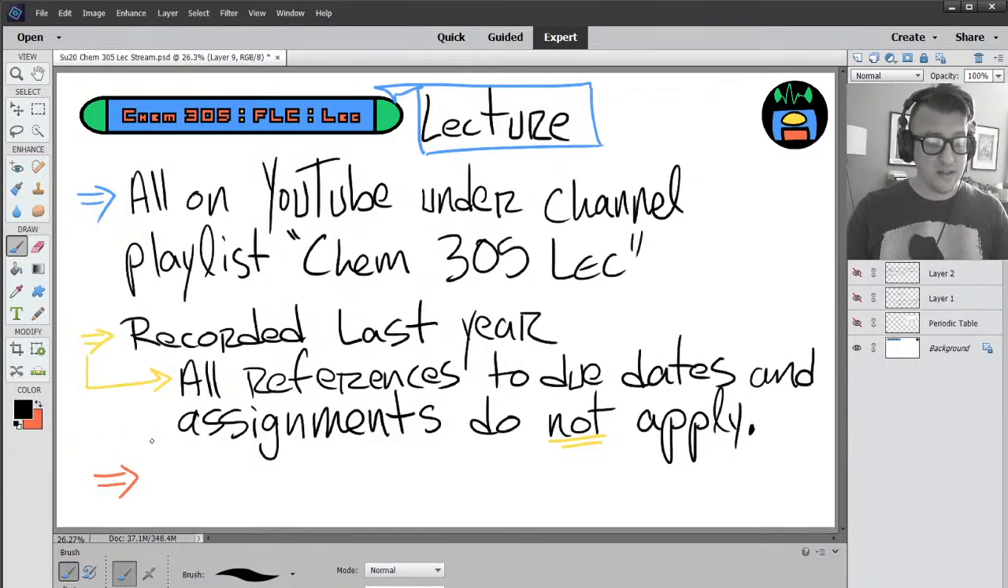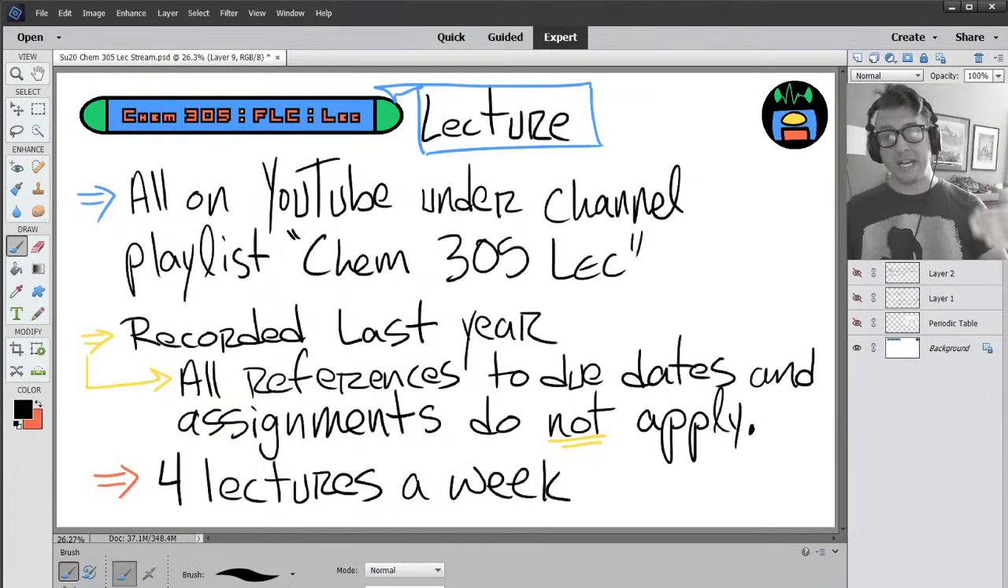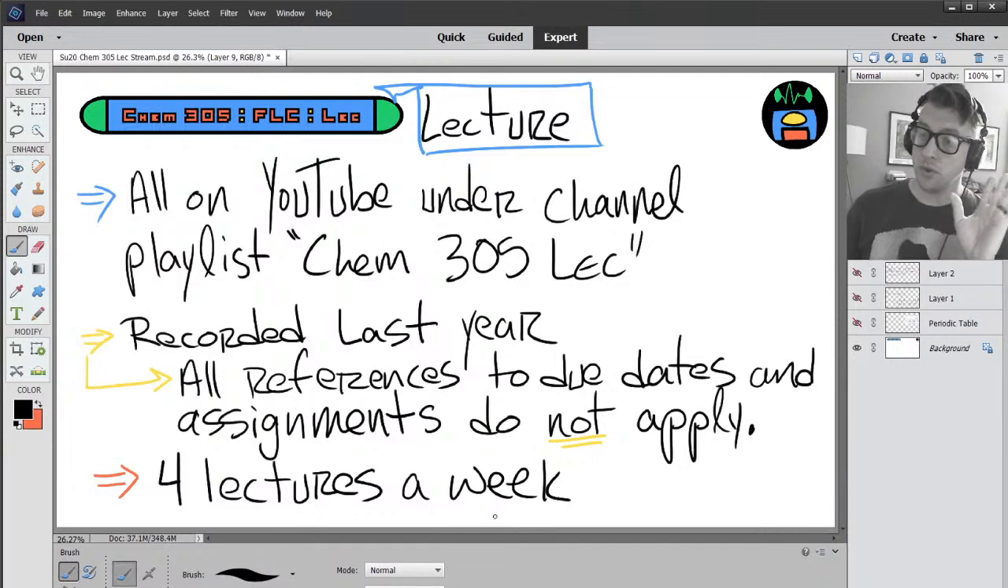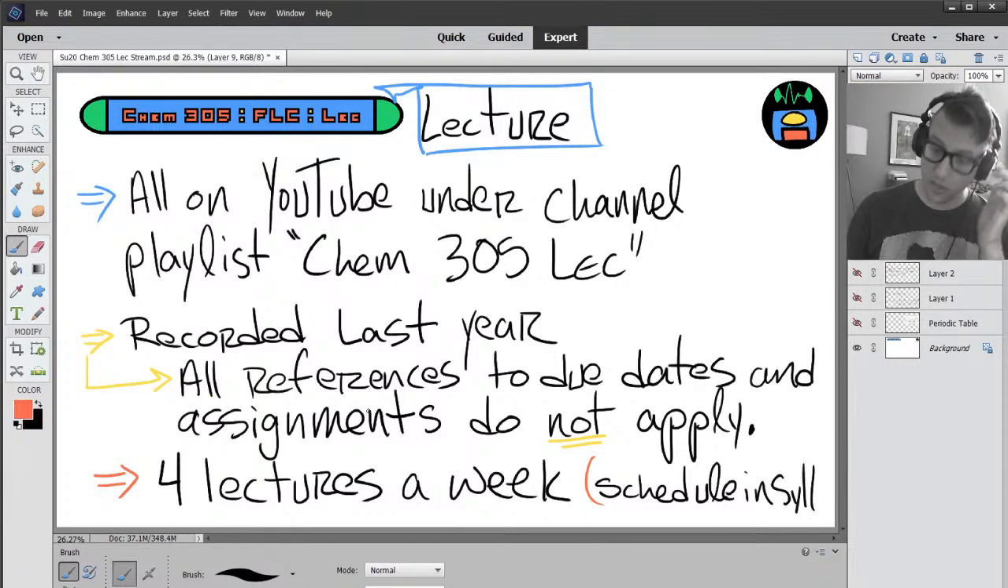So that means that you should watch 4 lectures a week. It's actually slightly less than that, but if you want to stay on pace, you want to be hitting 4 lectures a week. Again, look at the schedule and the syllabus to make sure you're staying on pace. All right, so that'll make sure you're not falling behind.